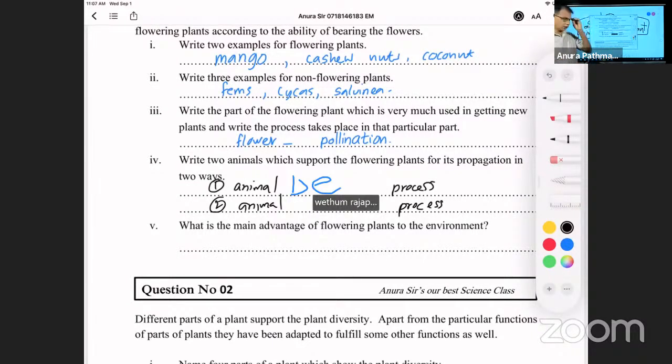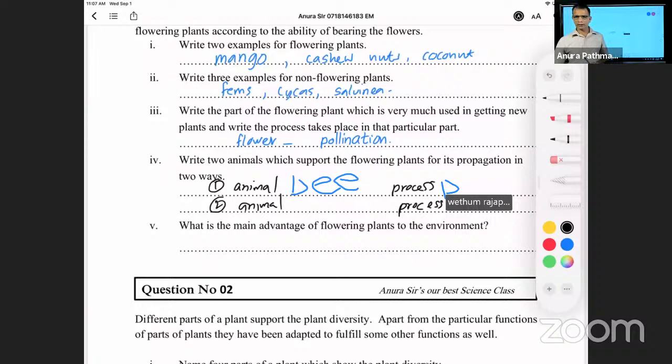Yeah, the first one is pollination. What is it? Pollination.